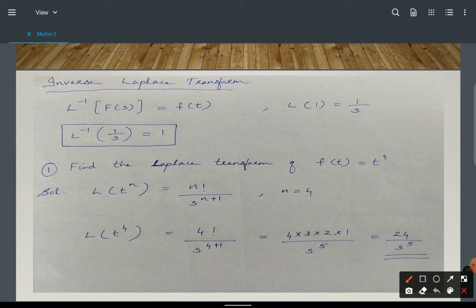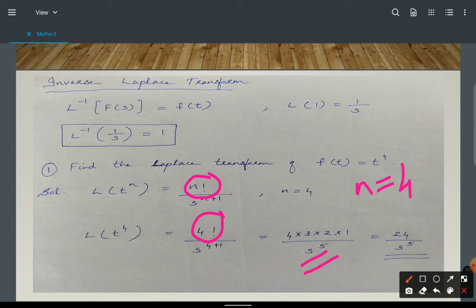We have already learned the general equation, that is Laplace of t raised to n is equal to n factorial by s raised to n plus 1. Here the value of n given to us is 4. So Laplace of t raised to 4 is 4 factorial by s raised to n plus 1, that is 4 plus 1, that is s raised to 5.